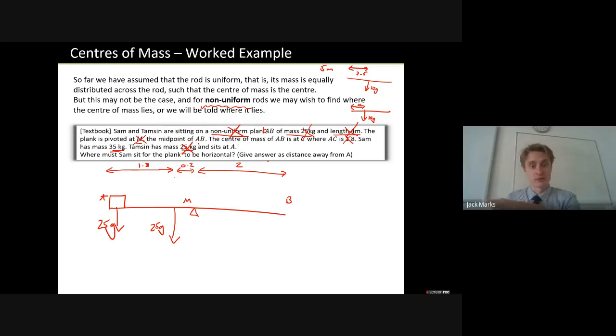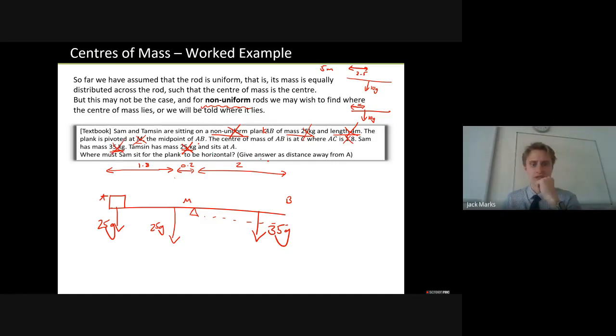Remember, the plank stays horizontal, we were told. Hopefully after that, you see it needs to be somewhere over here. Yeah, I'm going to say somewhere like that. I don't know exactly where this is, just a rough guide. So that will be 35g.